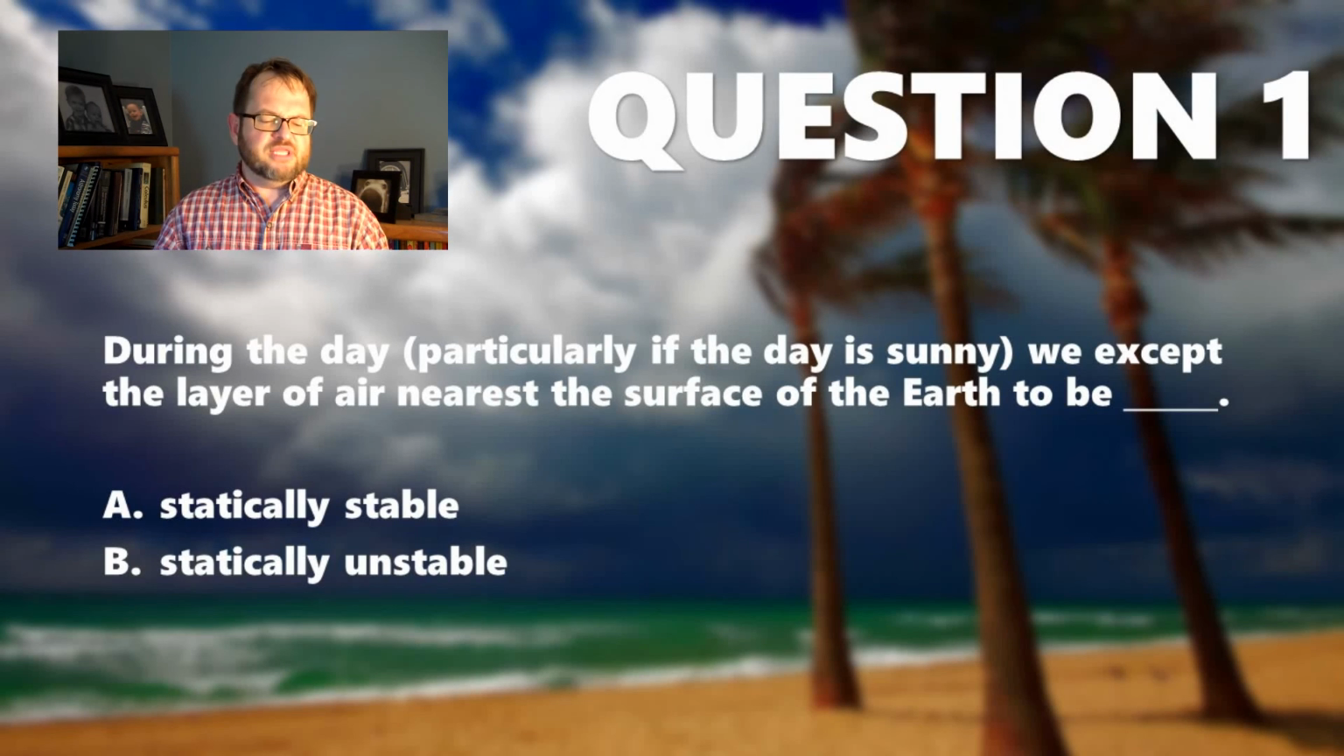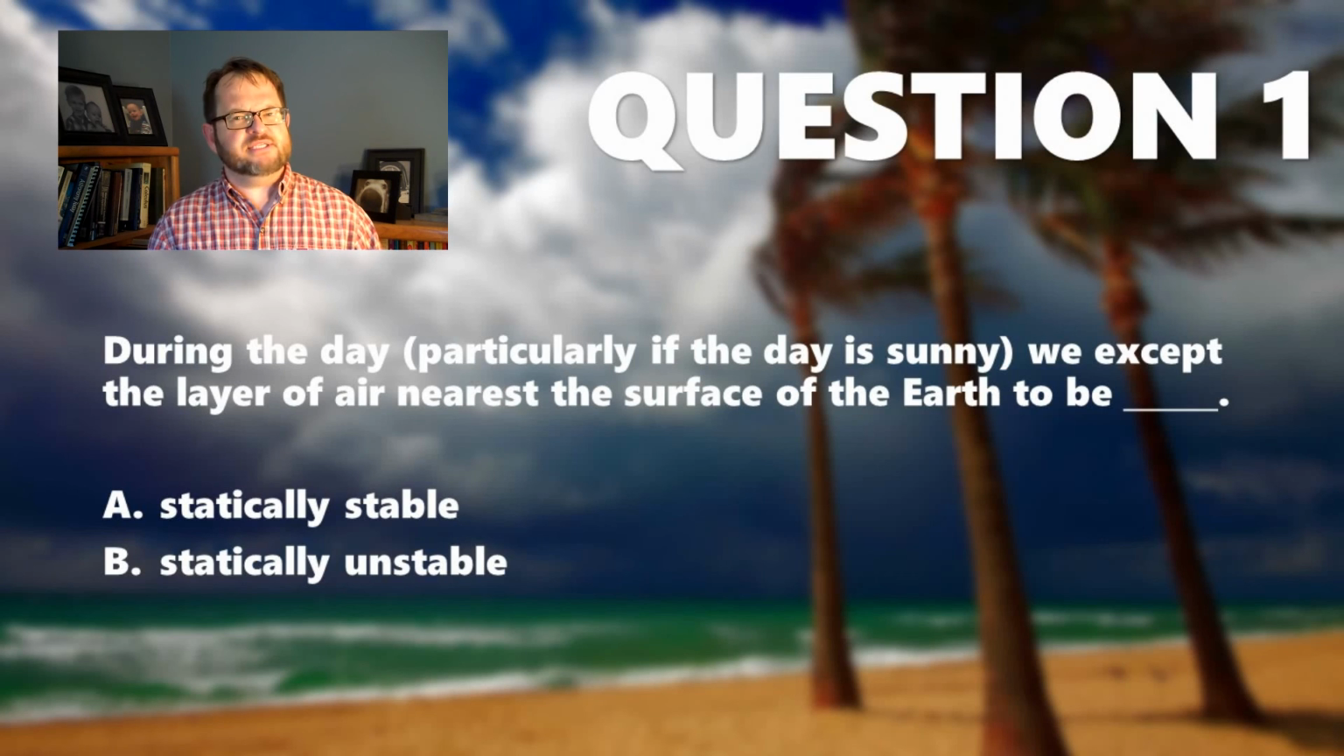Question 1. During the day, particularly if the day is sunny, we expect the layer of air near the surface to be A, statically stable, or B, statically unstable. On a sunny day, what is the stability of the air near the surface? Make a choice for those two options and get a little feedback before you move on to question 2.